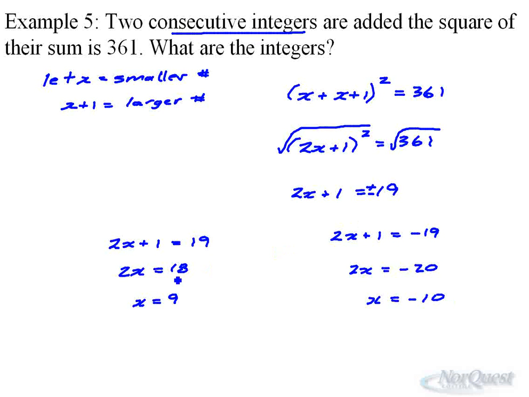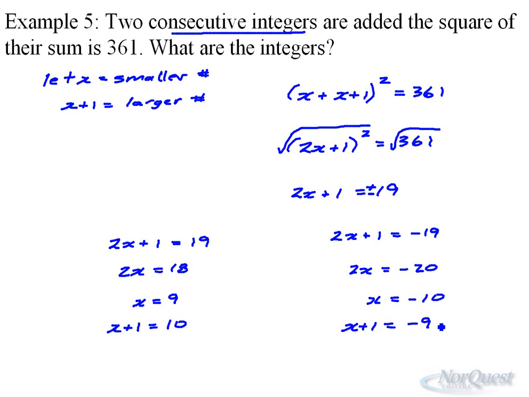So if you were to look at the sets of integers, x and x plus 1, x could be equal to 9, or x could be equal to 10. The other one, if you were looking at the negative possibilities, could be x equal to negative 10, and x plus 1 equals negative 9.